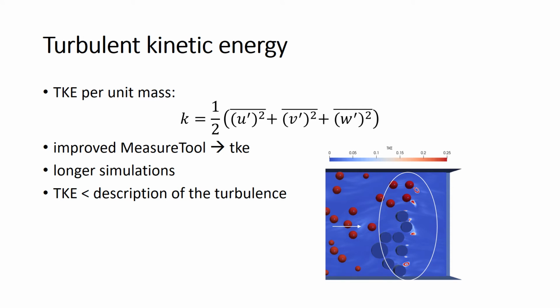Turbulent kinetic energy. A common way of describing turbulence characteristics of an open channel flow is the turbulent kinetic energy per unit mass, calculated from velocity fluctuations u, v, and w as shown in this equation. The improved measure tool now allows the calculation of TKE. Let's point out, however, that TKE comes from a statistical consideration of turbulence, which inherently requires larger sets of data for the velocity fluctuations to be calculated properly. This means longer measurements or simulations.